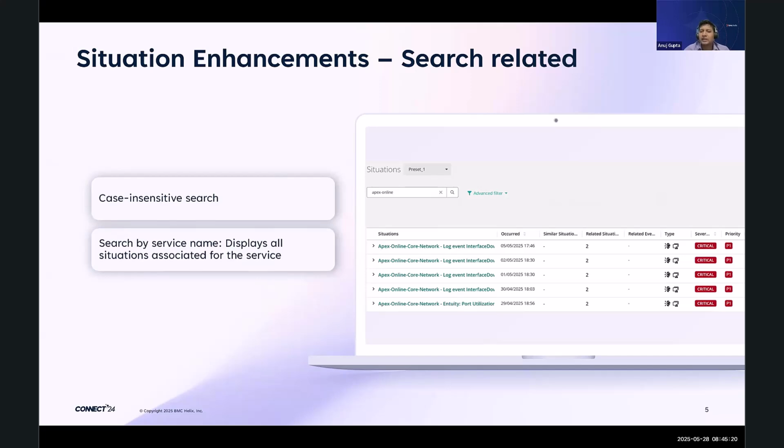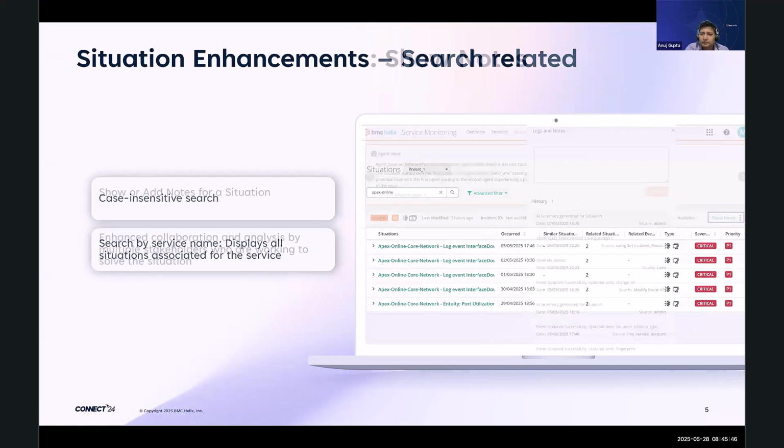And in addition, can I also look at all my situations based on a service? The same search box is also enhanced to provide service name based searching. If you put any service name that is business critical or of interest to us, we can look at all the corresponding situations or problems impacting that service.